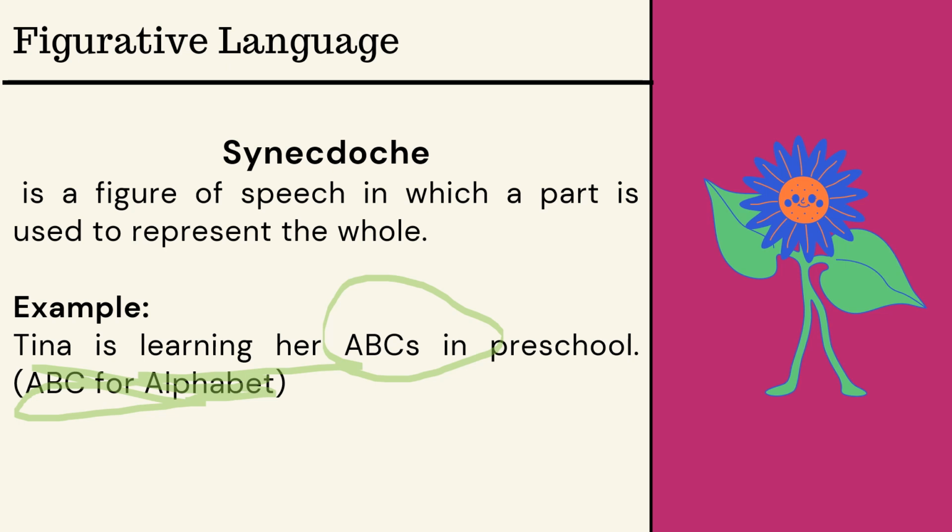For example, another example, Lara and Robert are living under the same roof, meaning they are living in the same house. So instead of directly saying house, the whole object, we just say a part, a roof. Lara and Robert are living under the same roof. So we are using the part to represent the whole. Get that? Alright, I hope that you get that.